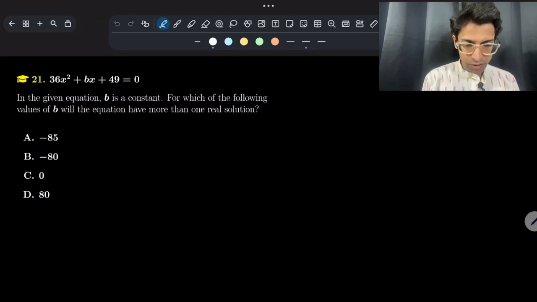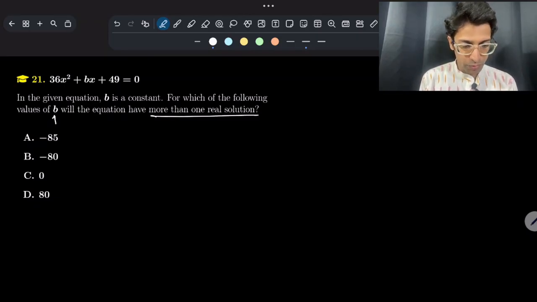So let's read the question. 36x² + bx + 49 = 0. In the given equation, b is a constant. For which of the following values of b will the equation have more than one real solution? So more than one real solution, and he's asking you to find the value of b.